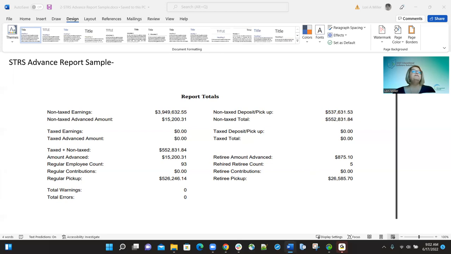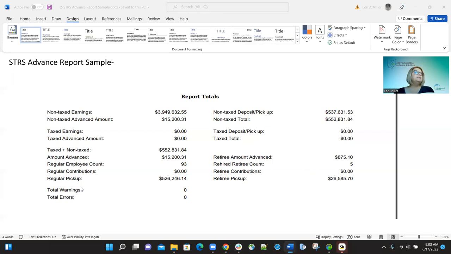And then we have the advanced positions report. That's going to list all advanced jobs for the district. Anyone who has an advanced position that will be getting paid over the summer months, has accrued wages, they will be on that report. And then the third report is the non-advanced position report. That's going to include anyone that has a job that will not be advancing over the summer.